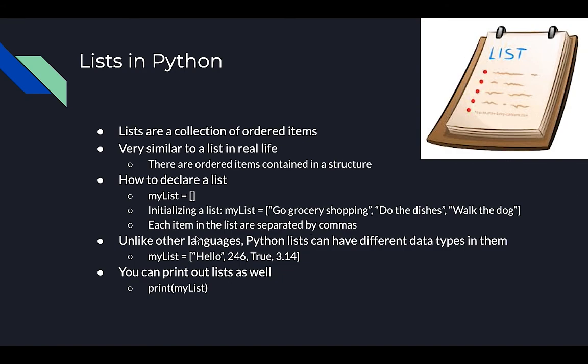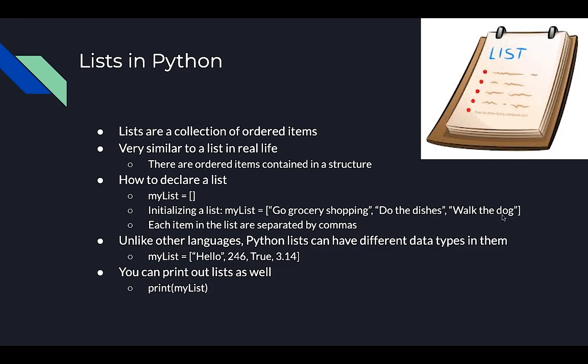So how do you declare a list? It's like a regular variable declaration. Remember when we used to make variables, we just made up a name and did equals and whatever we wanted. To declare a list, it's simply going to be these square brackets. So my list equals square brackets, and make sure you close them. If you don't close them, it's going to throw an error. Initializing a list is the same thing, except you can actually put in stuff here.